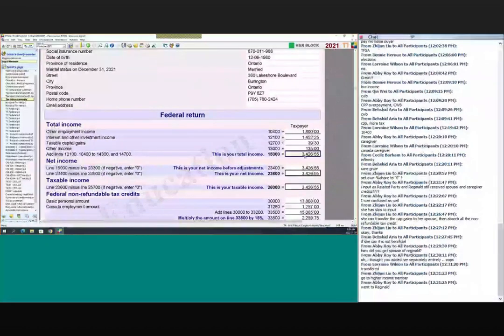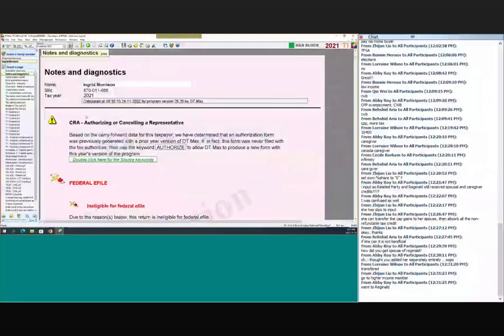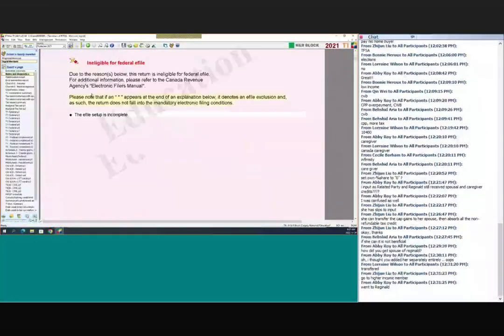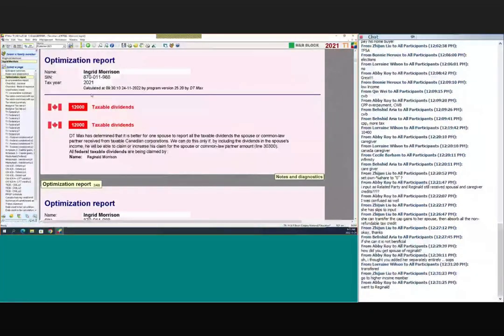Yes, it was transferred to Reginald, right? Because it was more beneficial. She can't take advantage of that disability tax credit. So the software automatically transferred it to Reginald. So we don't have to do anything about it, right? It went to Reginald. But I think that in the notes and diagnostic, it actually will tell us. So that's why it's really important to go and check the notes and diagnostic.